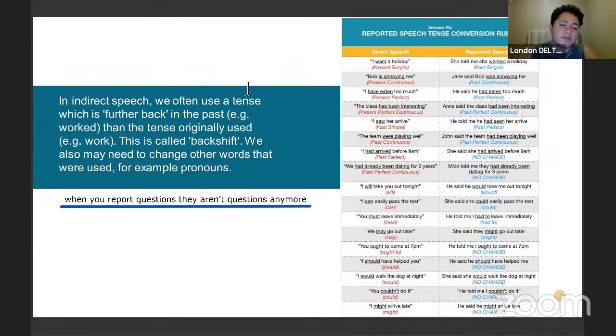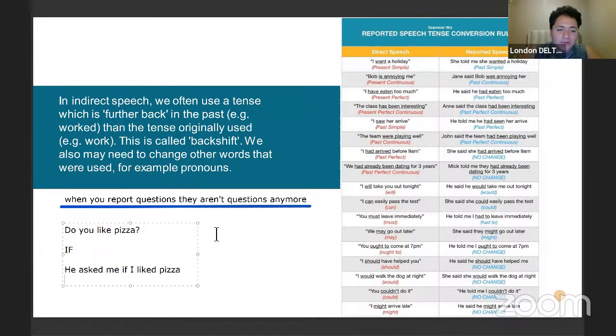¿Qué pasa si es una pregunta con do? Por ejemplo, do you like pizza? Ok, entonces aquí tenemos que utilizar en reported speech la palabra if. So you would say, he asked me if I liked pizza. ¿Te gusta la pizza? Él me preguntó si me gustaba la pizza. All right. Entonces, por eso tenemos que utilizar if para que diga sí, right?